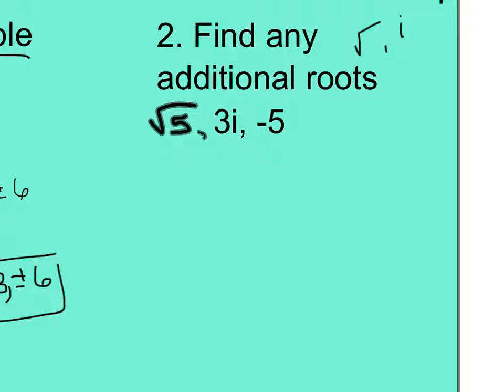So since it's a positive square root of 5, we know we would also have a negative square root of 5. The next one has an i, so that also has an additional root. Since it's a positive 3i, that means it's negative 3i. And our third one is a negative 5. Well, that doesn't have a radical. It doesn't have an i, so there would not be an additional root for that one. So the only additional roots would be negative square root of 5 and negative 3i.